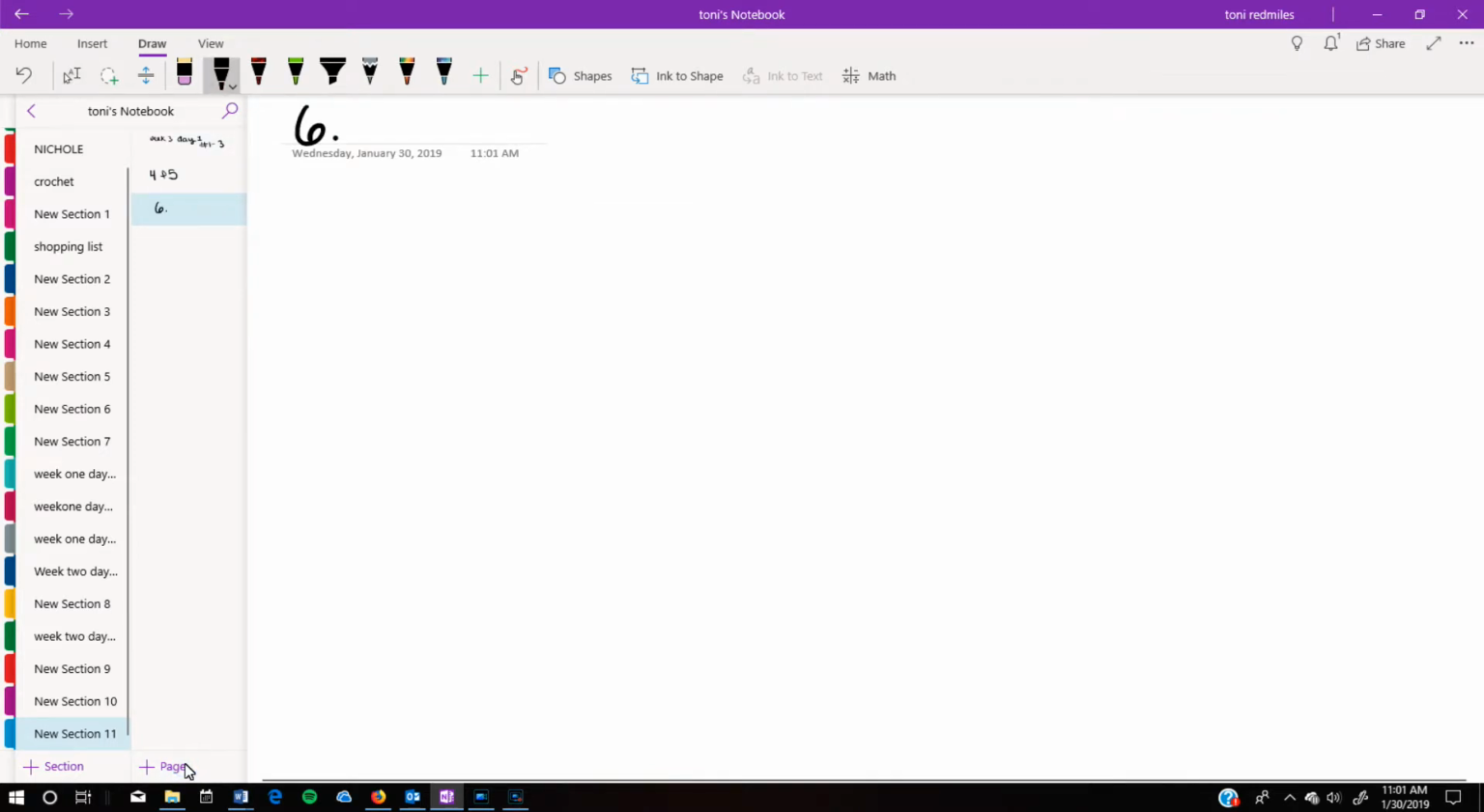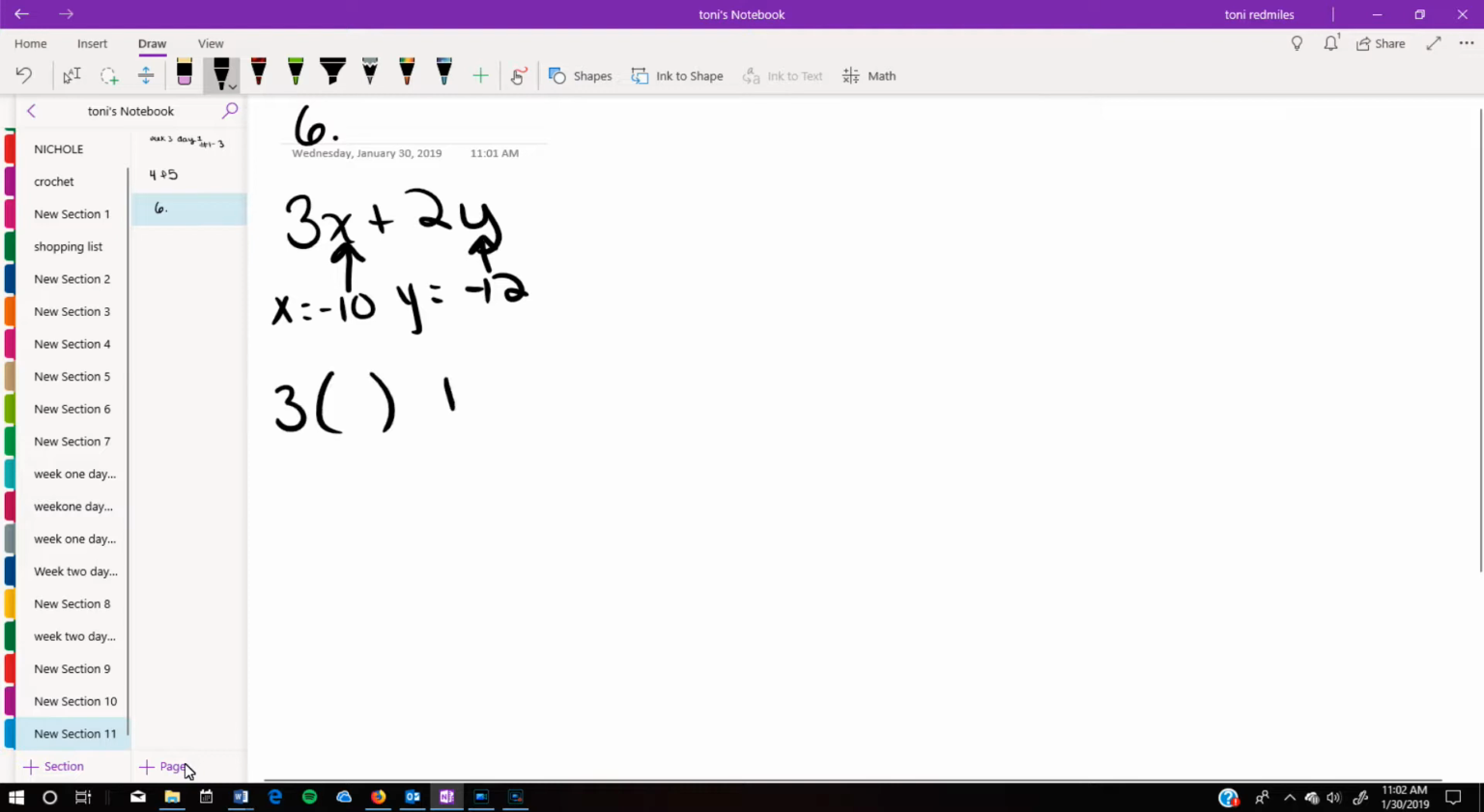So in number 6, we are still evaluating the same equation, 3x plus 2y, but this time x is equal to a negative 10, so that will go there, and y is equal to a negative 12, so that will go there. All right, so let's go ahead. I'm going to put my parentheses in until I evaluate if I need them. Just so happens because there's multiplication going on here and because we have a pesky negative, yes, they are very needed.